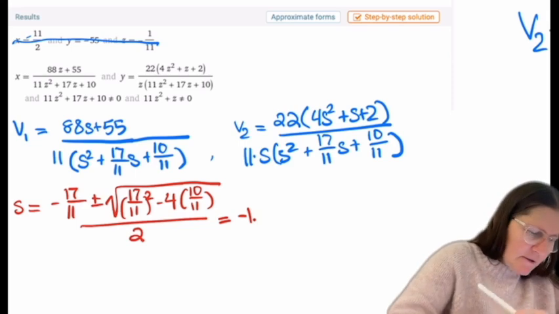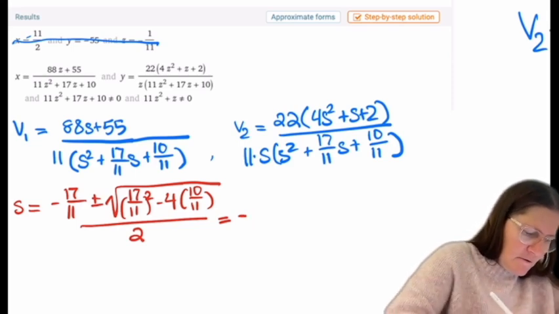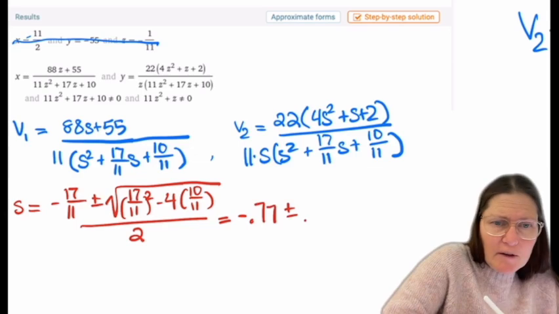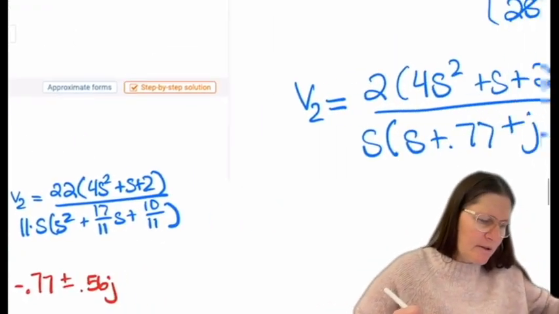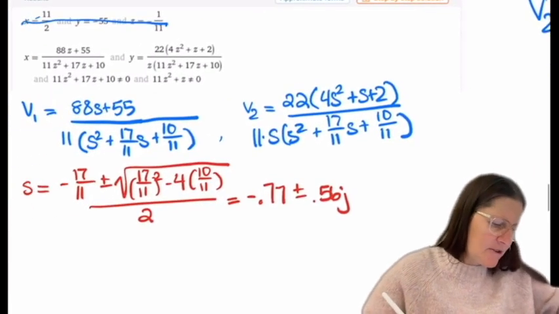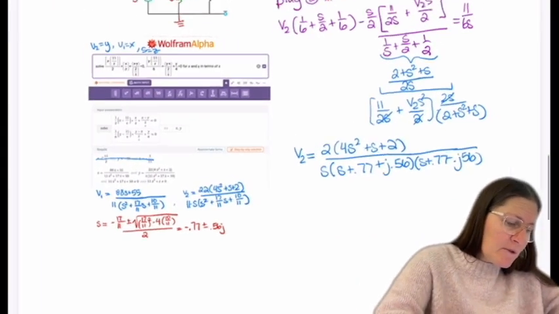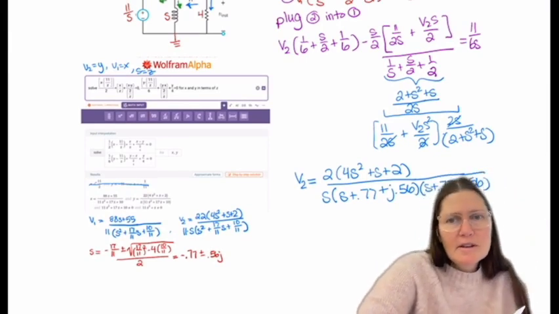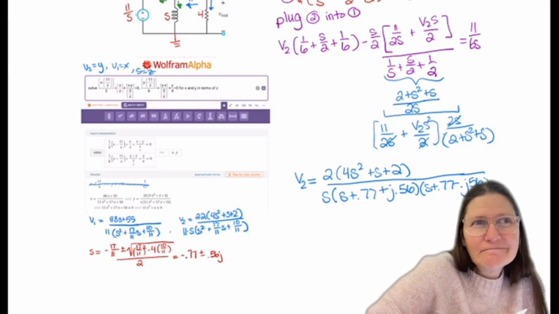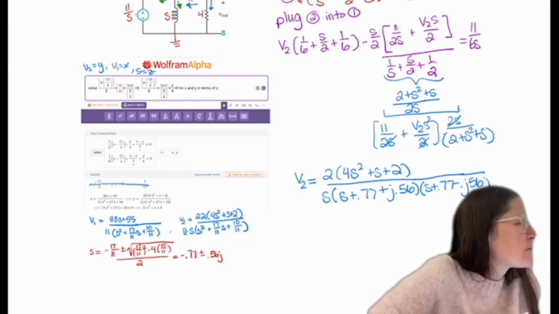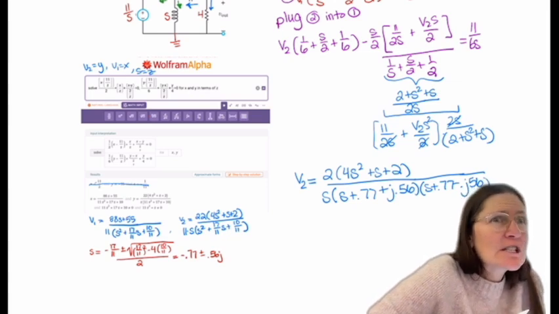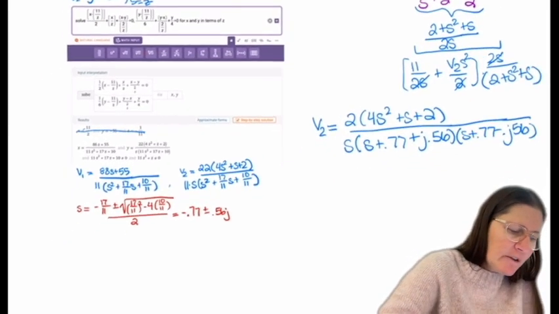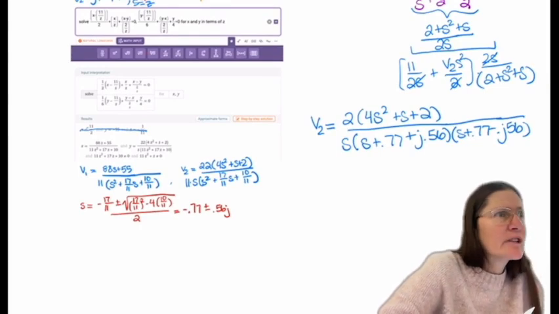Okay, minus 0.77 plus or minus 0.56j. And so those should be the same, yeah. Plus or minus 0.56j. All right, so you can use Wolfram, or you can just do it algebraically, whichever way you're comfortable. Wolfram is definitely a little bit more efficient. You could use other calculators that also do the solve function. So now we have V2, which was our V out.